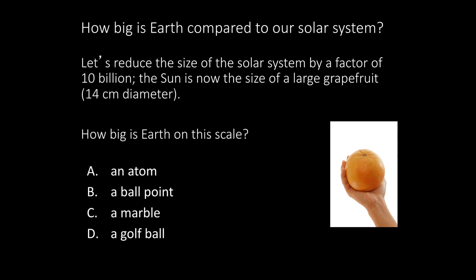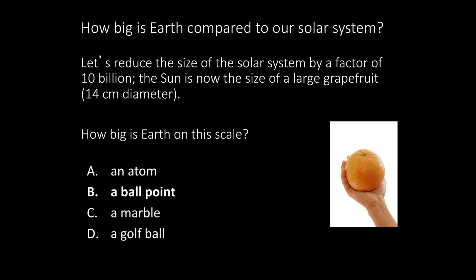Okay, so let's see. An atom, a ballpoint. In other words, we took a little ballpoint pen and put a little dot on the grapefruit, a marble, or a golf ball. So this is a little bit of a tough question, and if you haven't thought about this before, my guess is you're going to get it wrong. When I teach this class, usually I ask students this question, and a lot of people think marble. Well, in fact, it's a ballpoint. An atom would be way, way, way too small. But it's a ballpoint, and that's pretty darn small.